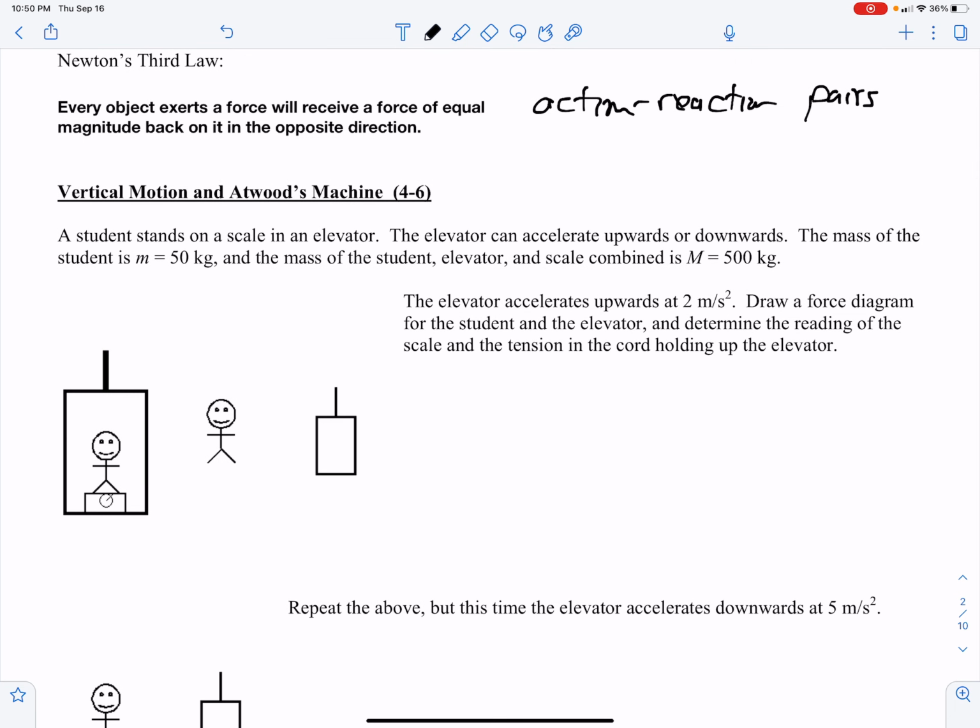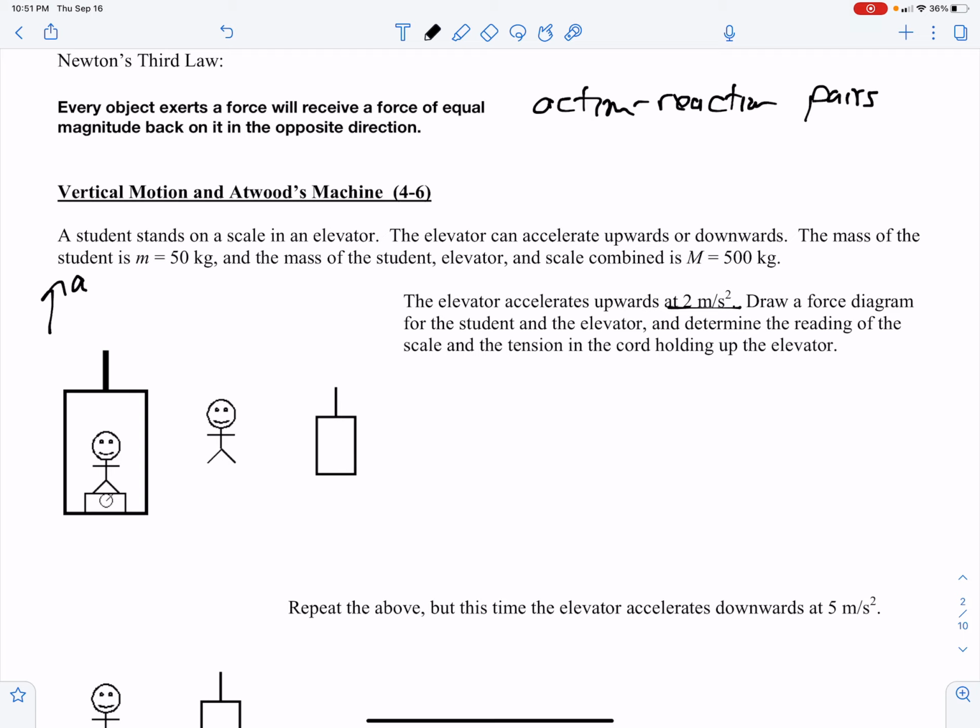Vertical motions and Atwood machine. A student stands on a scale in an elevator. The elevator can accelerate upward or downward. The mass of the student is 50, and the mass of the student, elevator, and the scale combined is 500. The elevator is accelerating upward at 2 meters per second squared. Draw force diagrams on the student and the elevator and determine the reading of the scale and the tension holding up the elevator.